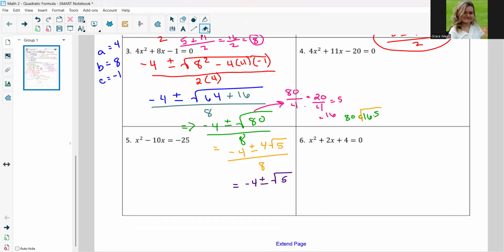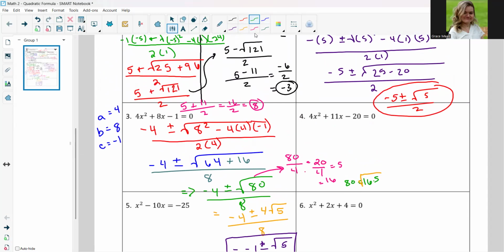Oh, sorry, I messed up there. It shouldn't be negative 4 there because I divided it by 4. It should be 1 divided by 2. And that's your final answer. Good. All right. Moving on to example number 4.